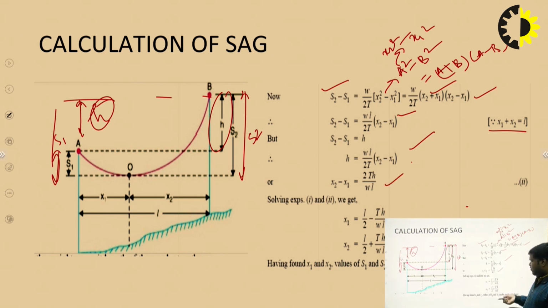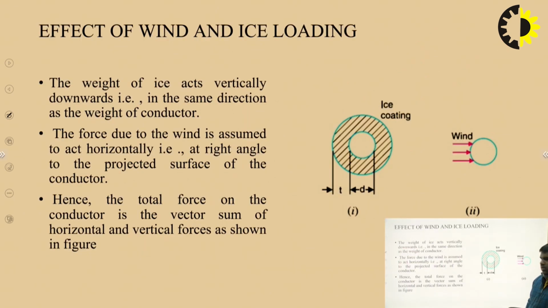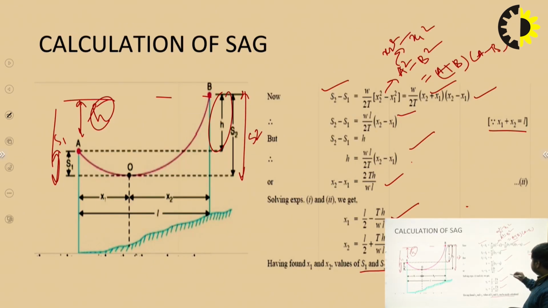So solving expressions 1 and 2, we get X1 equal to L by 2 minus TH by WL, X2 equal to L by 2 plus TH by WL. Having found X1, X2, the values of S1, S2 can be easily calculated. So these are the important considerations for the calculation and formulation of sag at different levels.